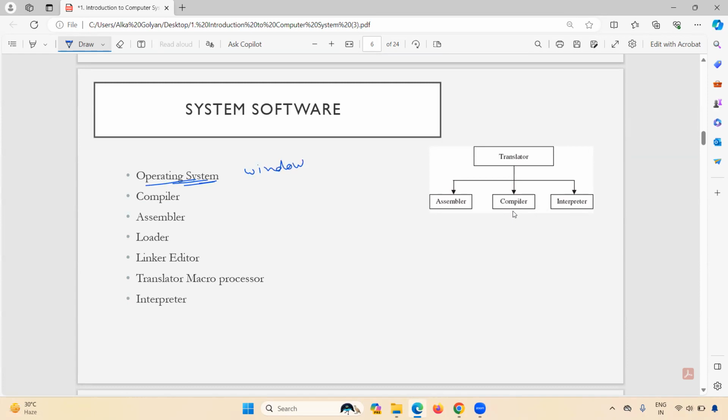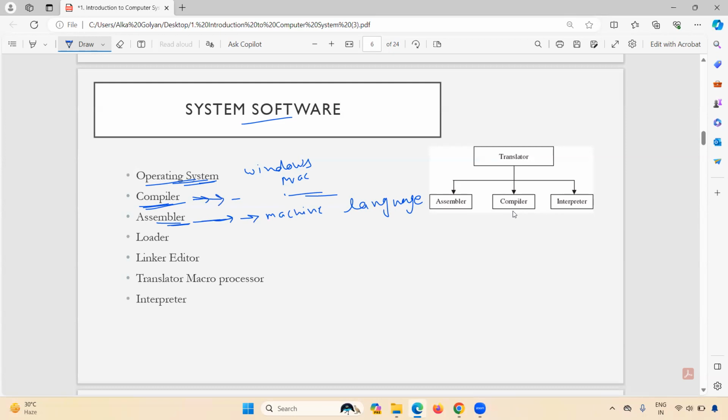In detail, if we are discussing system software, the best example is the operating system, that is Windows, Linux, and Mac. Next is the compiler. Compiler is used to convert the source code into object code, like converting the high level language to object code. And what do you understand by assembler? Assembler is used to translate assembly language into machine level language.